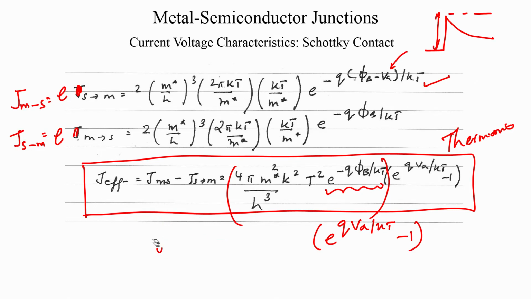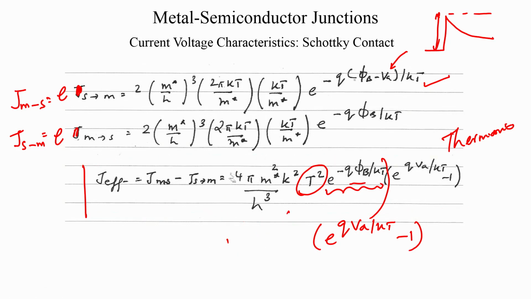But if you look at the remaining terms, you find that there is a strong dependence on the temperature. As the temperature increases, this current goes up dramatically. So, there is a very strong dependence on the temperature, a strong dependence on the barrier height, and an exponential dependence on the applied voltage, and this prefactor here is called the Richardson's coefficient. So, that is about thermionic emission.